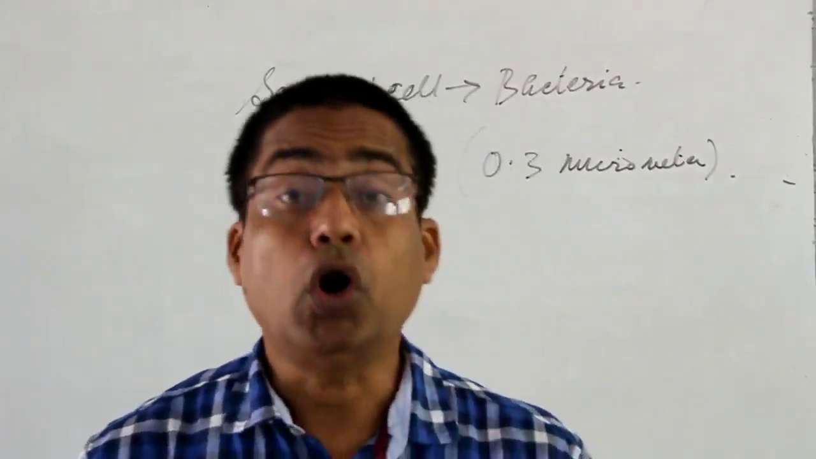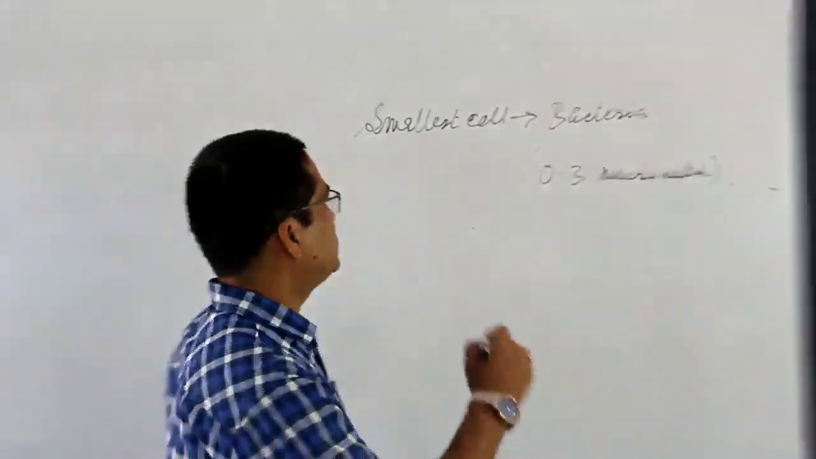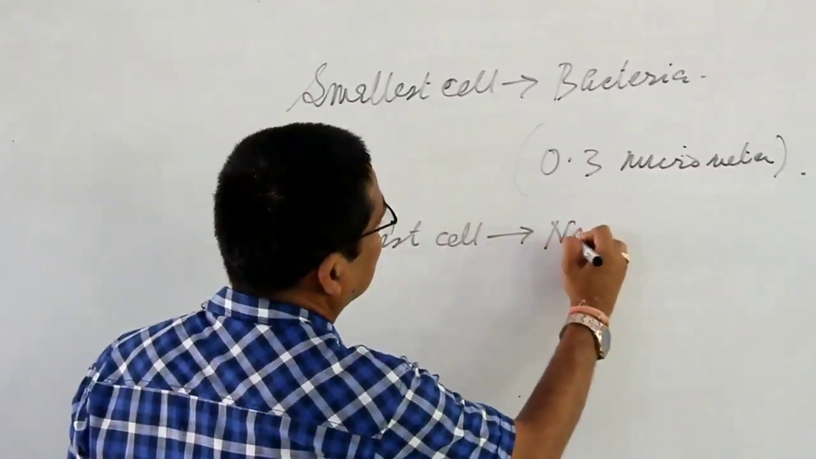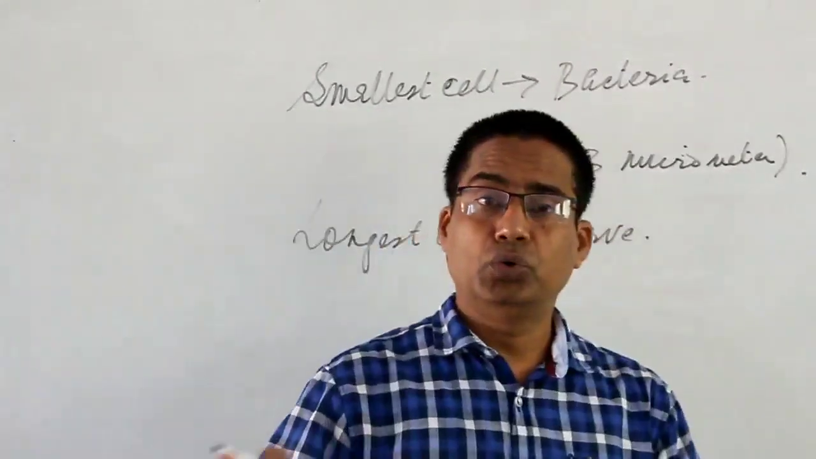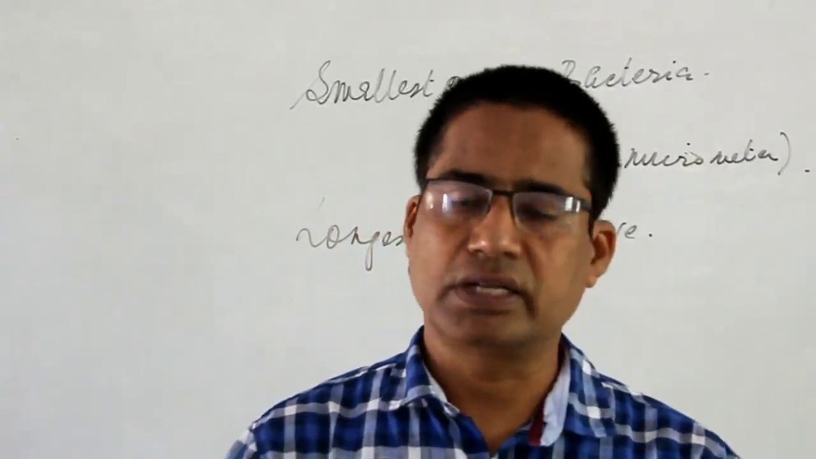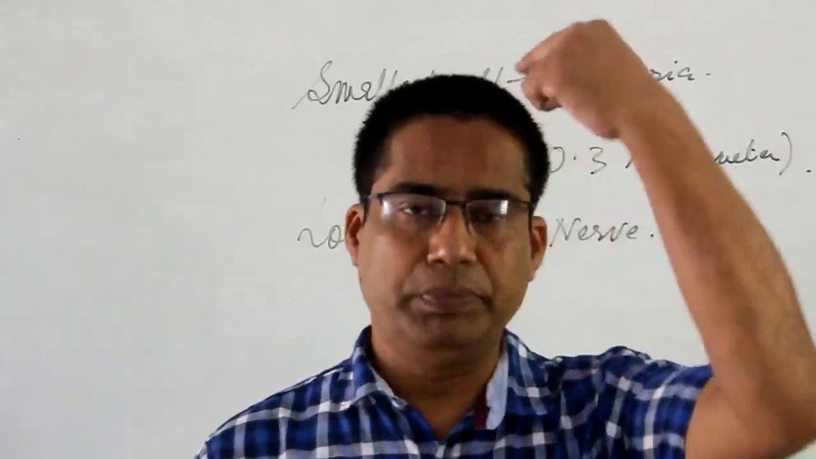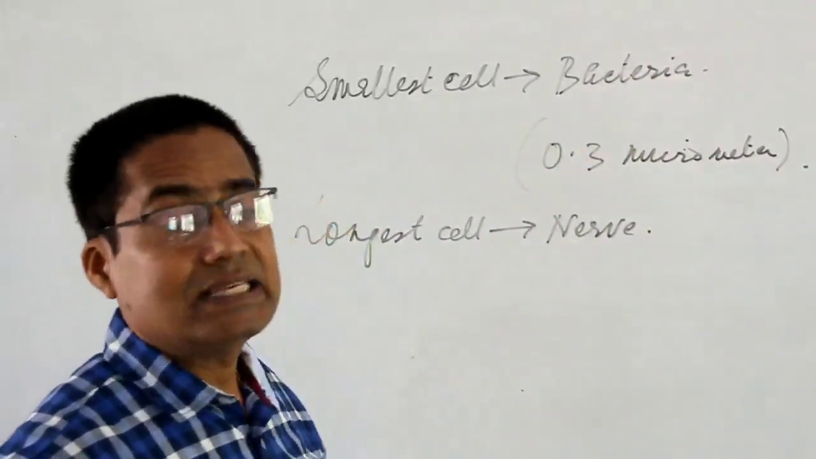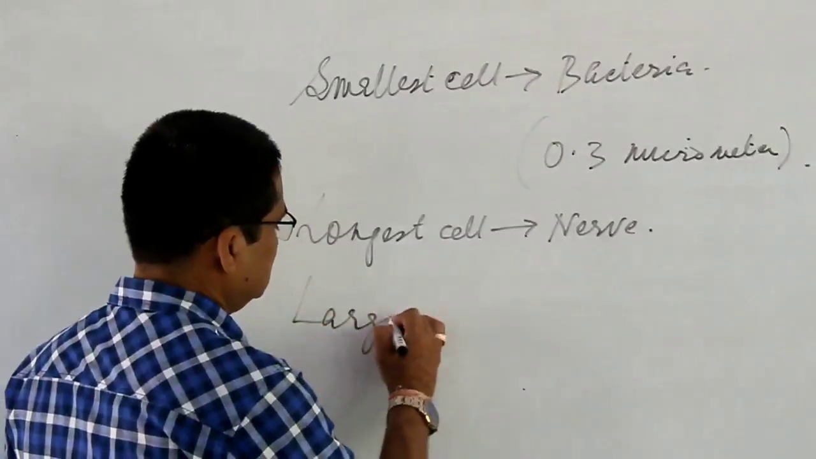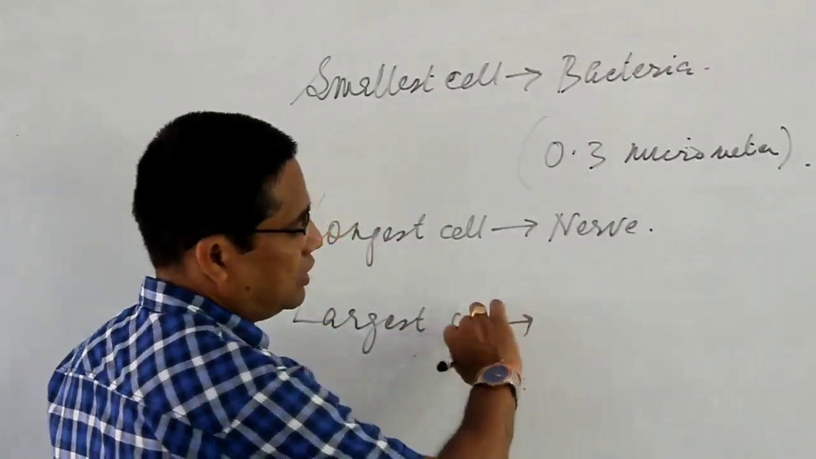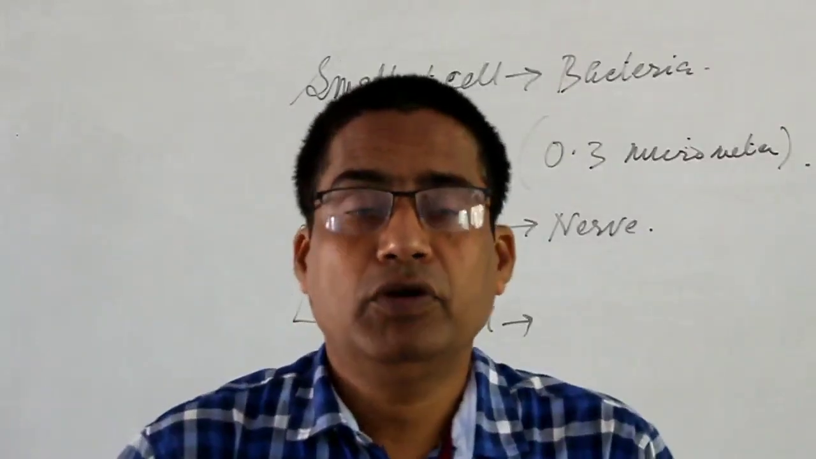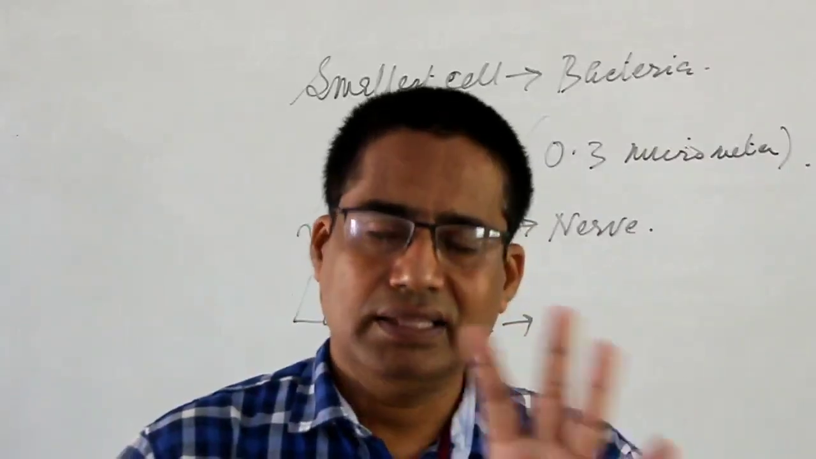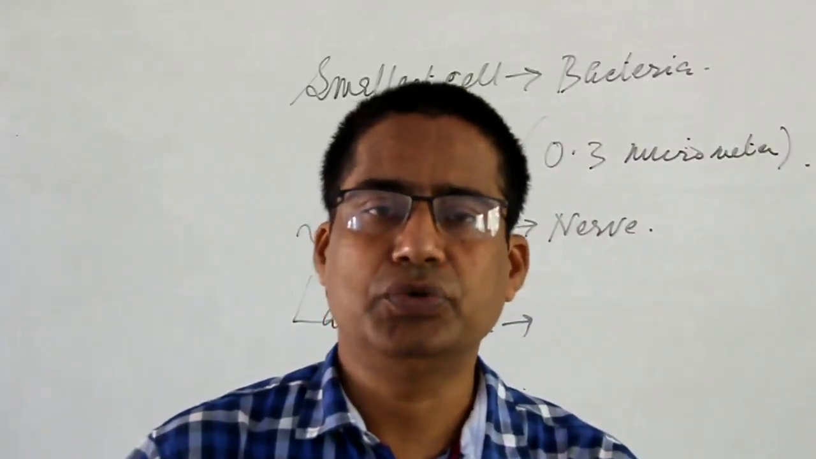Next we come to the longest cell. The longest cell is the nerve cell. It could go up to 1 meter. Sometimes it can carry from your fingertip to the brain. So this is almost 1 or 1.5 meter. Next is the largest cell. The largest cell is the ostrich egg. You know, an egg is also a cell, and this cell can give rise to a new individual.